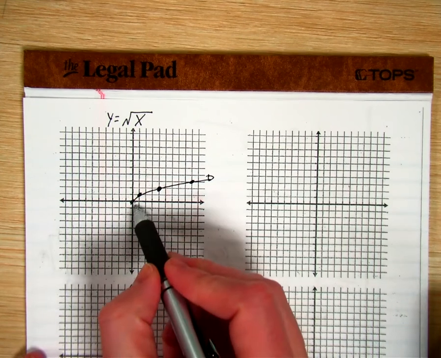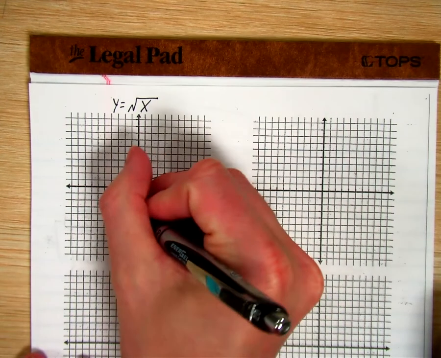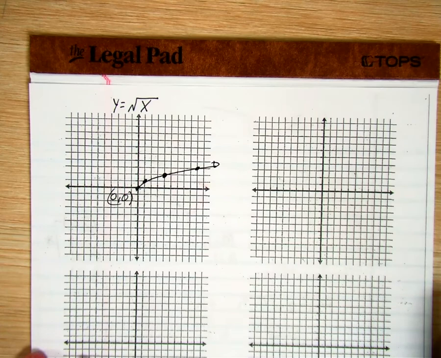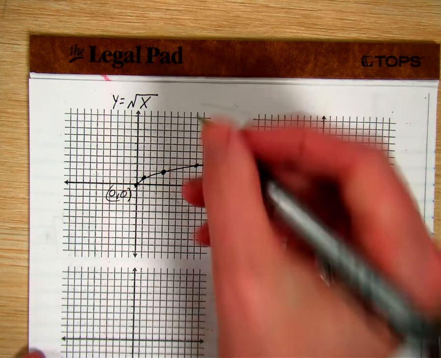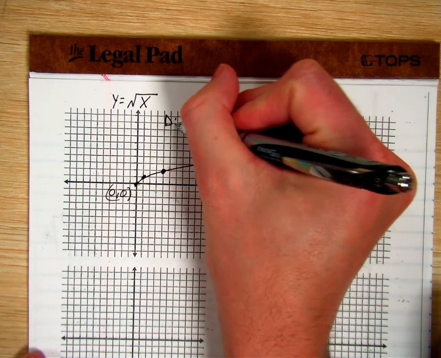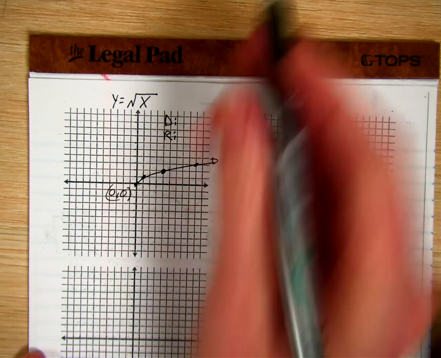I think it's a good idea to label our start point, because our start point tells us so much about our domain and range, which we will have to do for all of these problems with square roots.